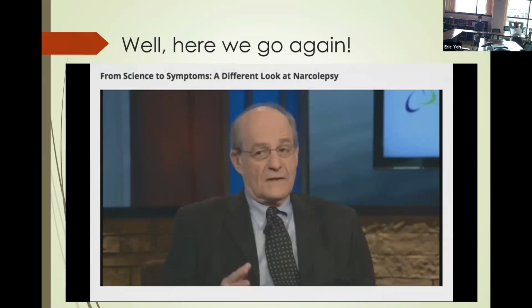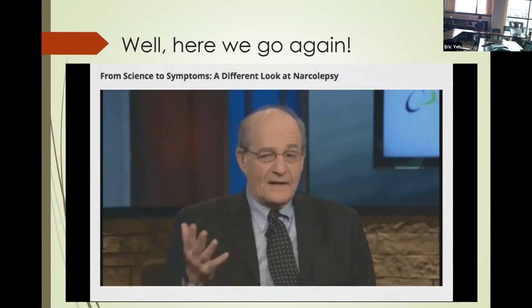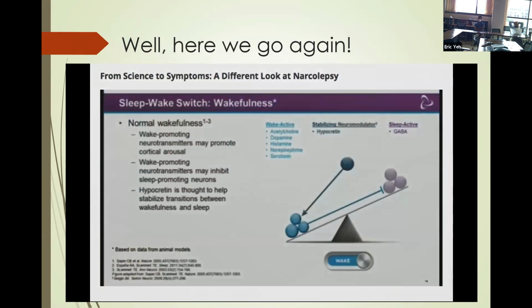Okay? So, this is that flip-flop switch that I told you about, that seesaw. In a normal, healthy individual, in normal wakefulness, wake-promoting neurotransmissions may promote cortical arousal, and you see the list of them there. Wake-promoting neurotransmitters may inhibit sleep-promoting neurons. That's what they do. You can see, besides keeping you awake, they inhibit the sleep processes. And hypocretin is the stabilizing neuromodulator which flips this back and forth.